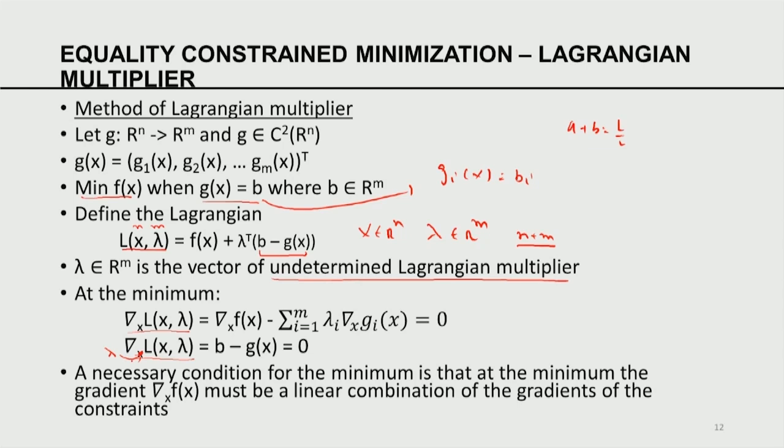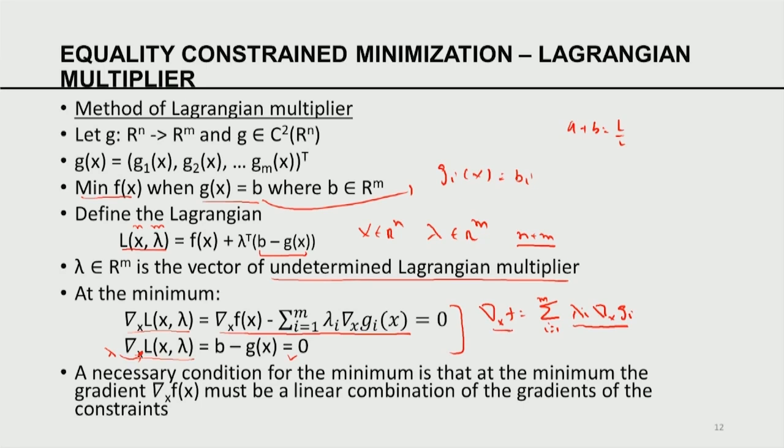So these two give you a set of necessary conditions. What does this essentially say? If b is equal to g of x, so if this constraint is satisfied, this is trivially true. So if the constraint is trivially satisfied, what does the first one say? The first one essentially tells you the gradient of f with respect to x is simply the summation of lambda i times the gradient with respect to x of gi, i equal to 1 to m. So each g has a gradient. The lambda i's are the constants. This is a linear combination of the gradients of the components of g. And the left side is the gradient of f of x.